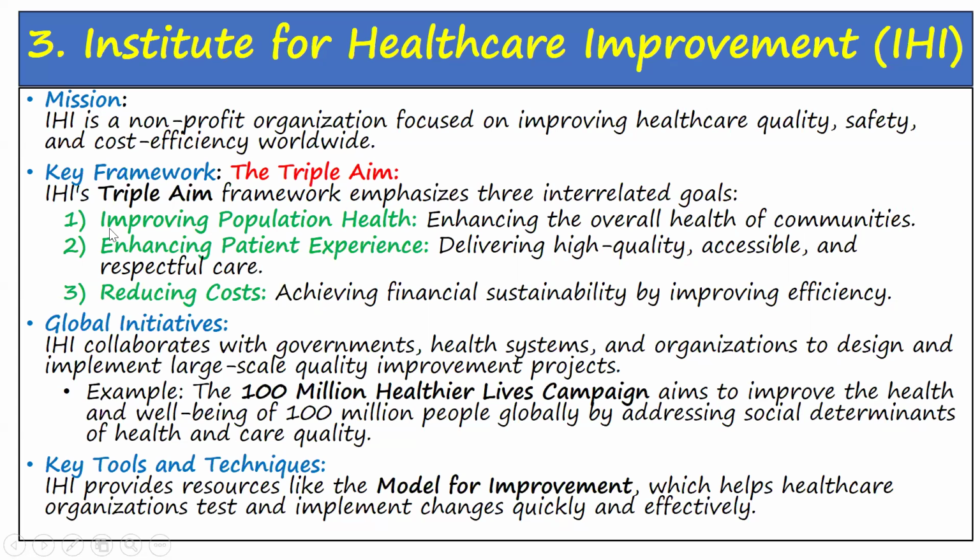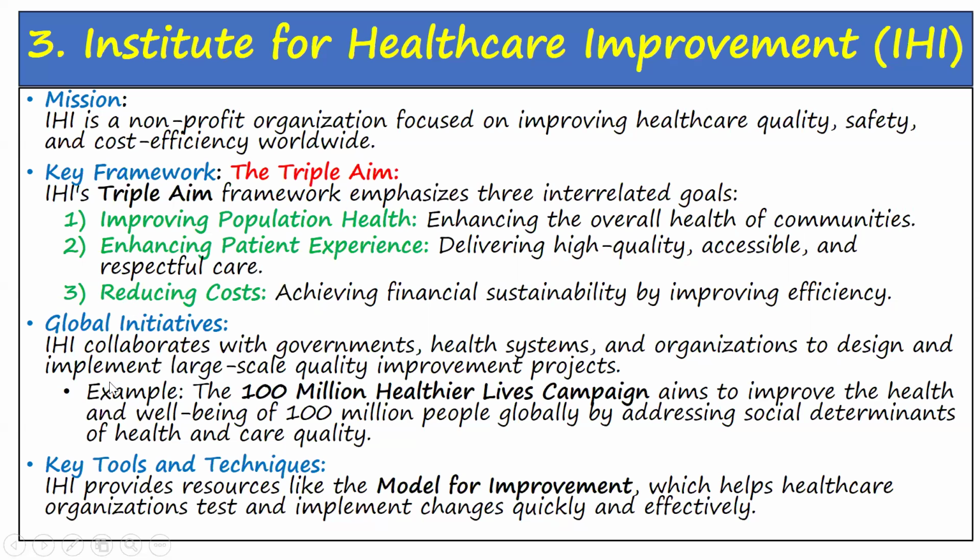So the Institute for Healthcare Improvement Triple Aim Framework emphasizes three interrelated goals, which means that these goals are interdependent. Number one, improving population health. That is enhancing the overall health of communities. Number two, enhancing patient experience, focusing on delivering high quality, accessible, and respectful care. Then number three, reducing cost, achieving financial sustainability by improving efficiency. So these are the Triple Aim of the Institute for Healthcare Improvement.